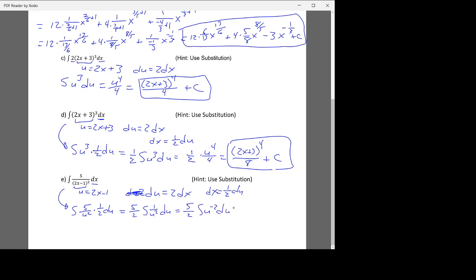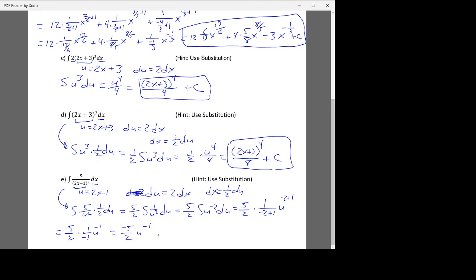And now you can see we can use the power rule. So it's 5/2 times u to the n plus 1 over n plus 1, where n is minus 2. And so that's going to be 5/2 times 1 over minus 1, u to the minus 1, which is minus 5/2 u to the minus 1.